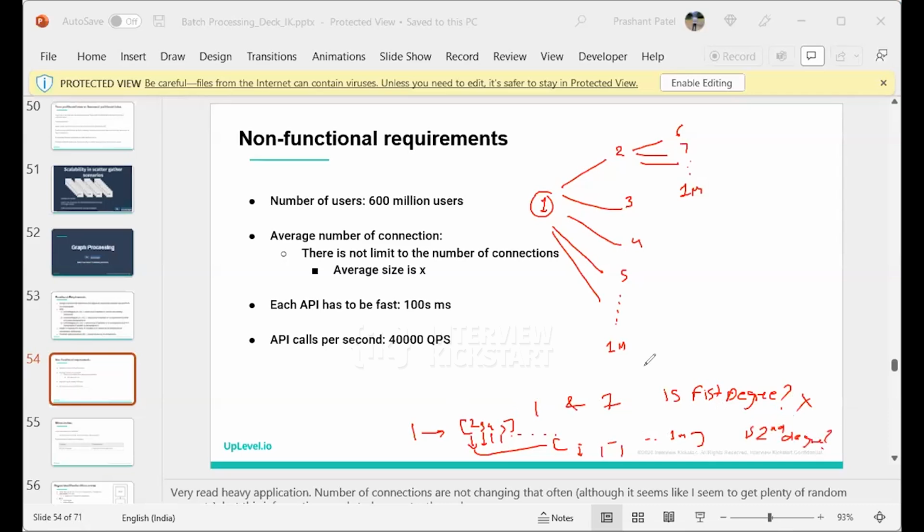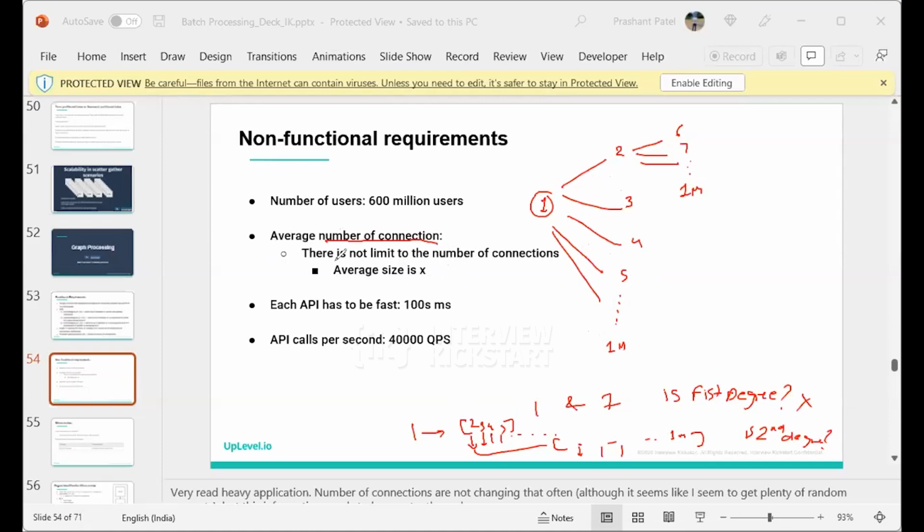But the complexity uses the number of connections, which is directly proportional to the time taken by the brute force algorithm. So that's why considering the average number of connections is important here. That's the only reason we are considering that.